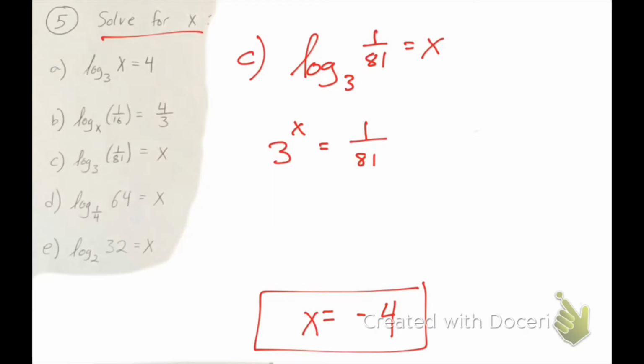So that's how we could do it kind of mentally, mental math there. But I could also do it like this. I could flip that up, 81 to the negative 1, 3 to the x is equal to 3 to the negative 4, and then since my bases are equal, my exponents would also be equal, and there's my answer.